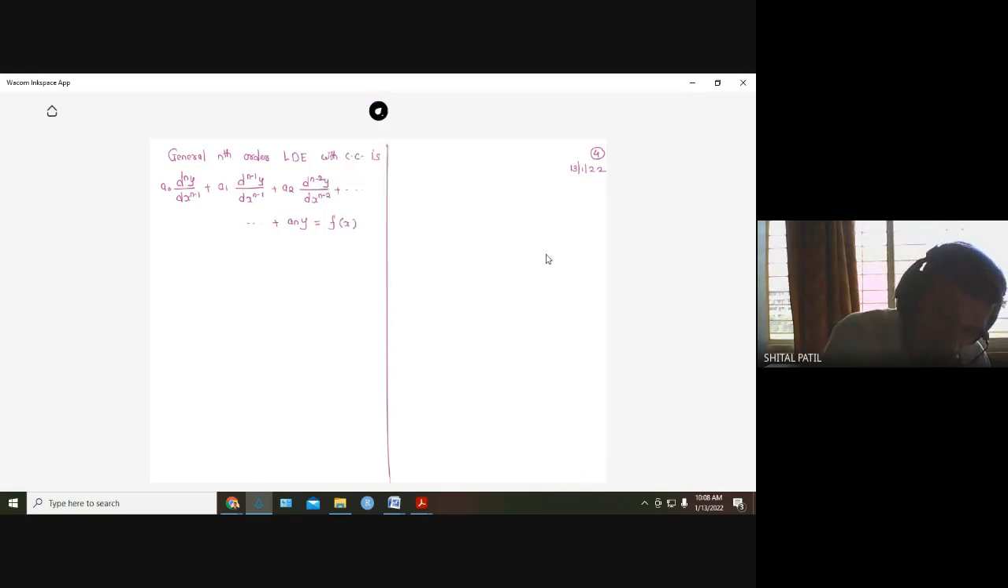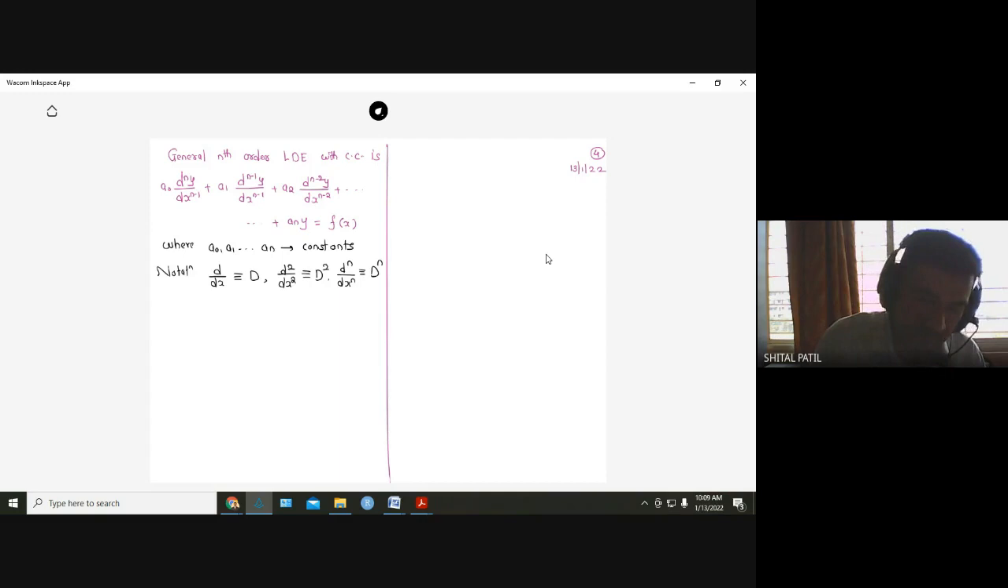Now I'm using a notation, where a naught, a1 up to a n are constant coefficients. Understand the notation? We are considering d by dx is equivalent to capital D. So d square divided by dx square is equivalent to D squared, and d raised to n divided by dx raised to n is equivalent to D raised to n.